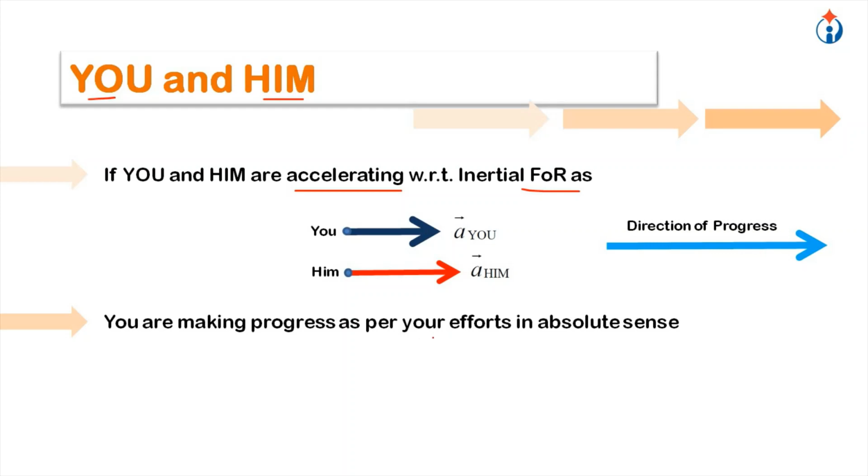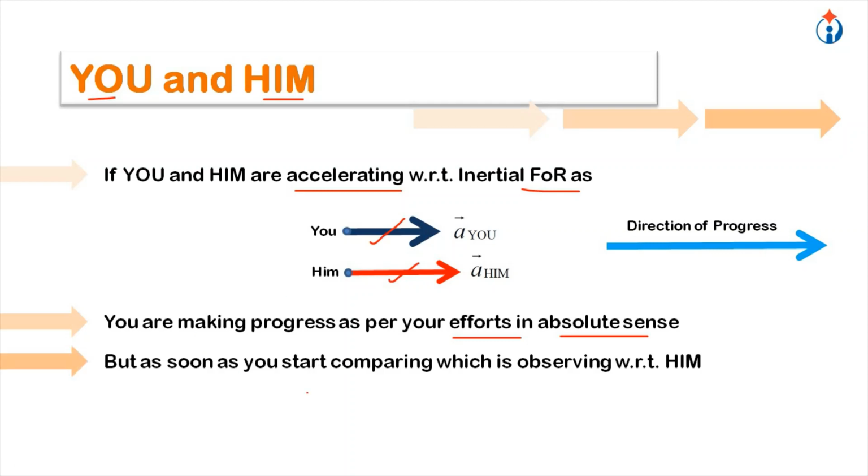You're making progress as per your effort in absolute sense. If you put in 3 hours, you get 3 hours of result. If you solve 5 questions, you solve 5 questions. Absolute sense. He solves 4 or 6, that's his effort, his progress. But as soon as you start comparing, which is observing with respect to him, now it's critical. I say comparing, which means now you start observing with respect to him. You are in trouble.